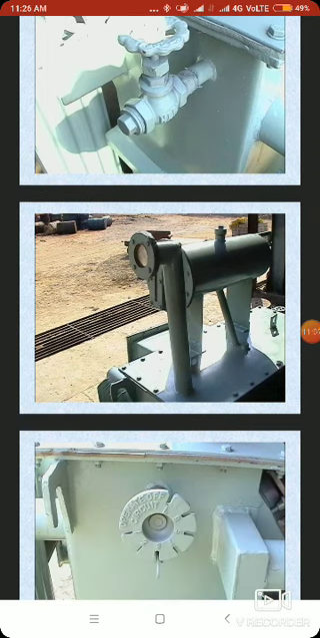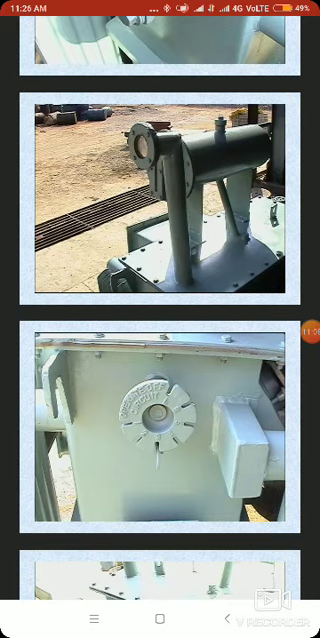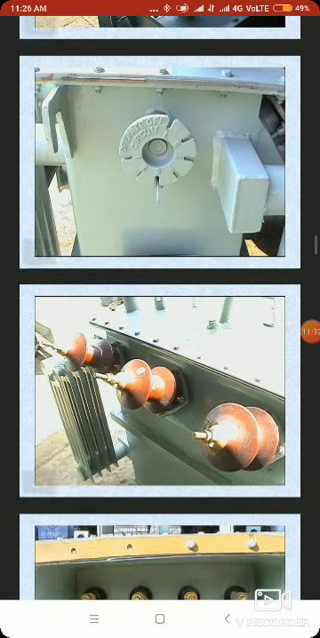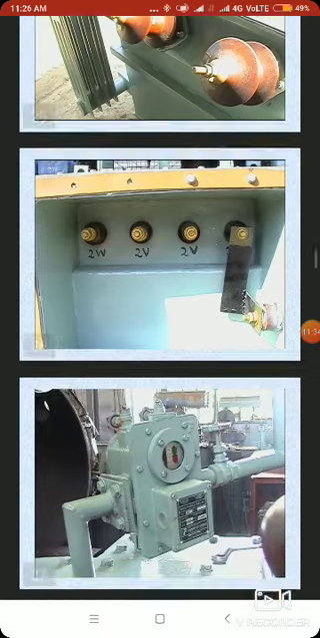Now this is the figure of the tap changer. It is showing the different positions, 1 2 3 4 5 6 7. This is an off circuit tap changer. That is, when we want to change the voltage of the LV, we have to shut down the transformer, then change the tap position, lower or higher, depending on the need. And this is the HV bushing, this is the LV bushing.